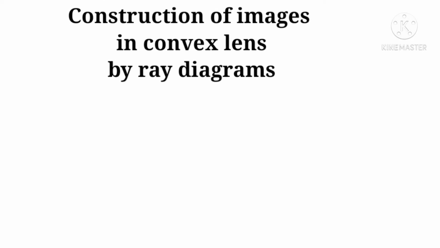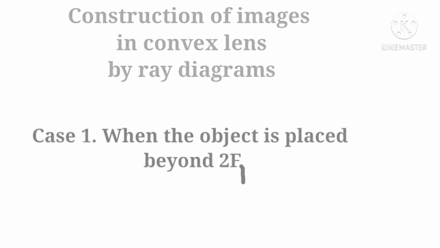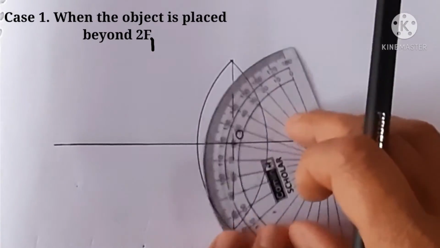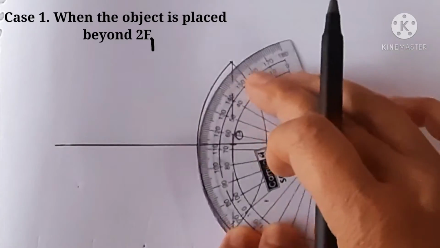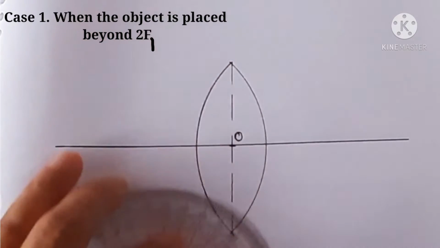So we are now going to do construction of images in convex lens by ray diagrams. I'm going to show you one case, that is when the object is placed beyond twice F1. First step, you have to draw the convex lens. I'm drawing a convex lens using a protractor. You do it like that, or you can use a compass.